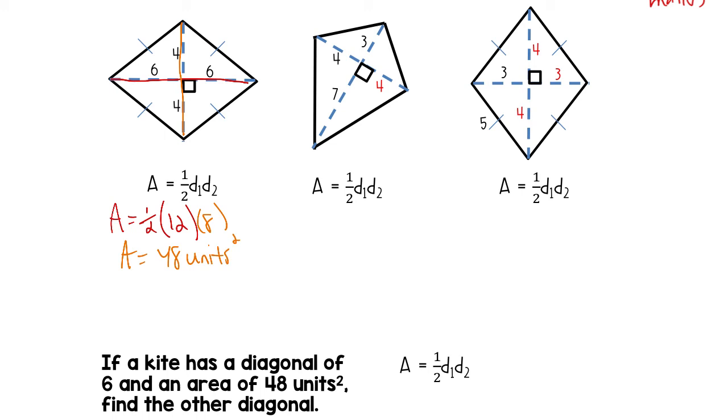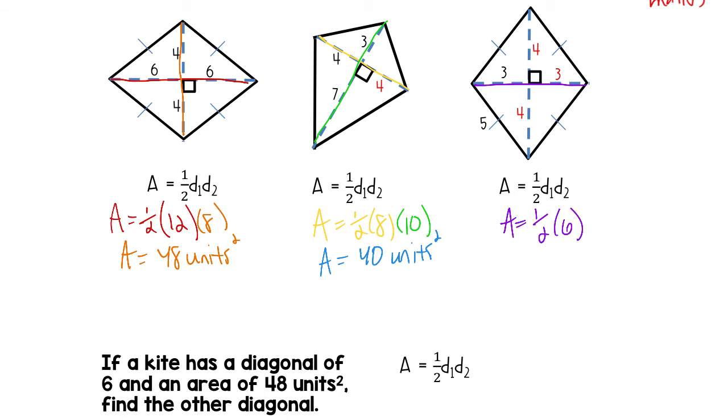Let's do another one. Area is 1/2. 4 plus 4 is 8. 3 plus 7 is 10. So the total area of this figure is 40 units squared. One more. Area is 1/2. 3 and 3 is 6. 4 and 4 is 8. That means our total area of this figure is 24 units squared.